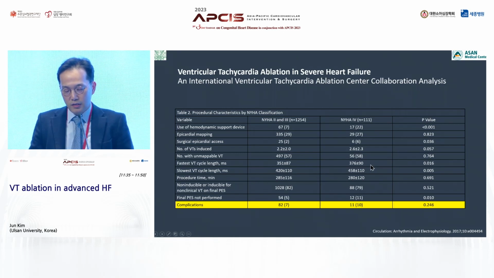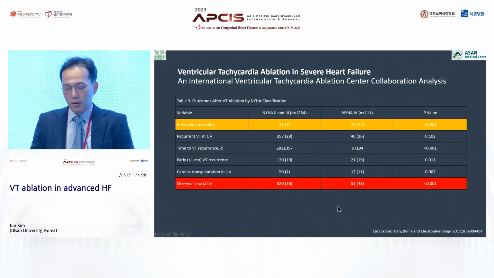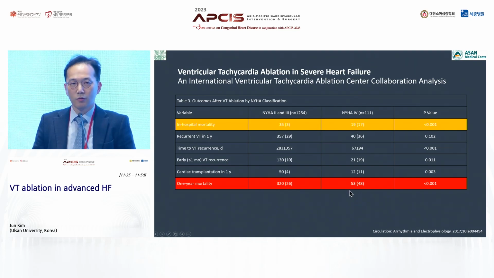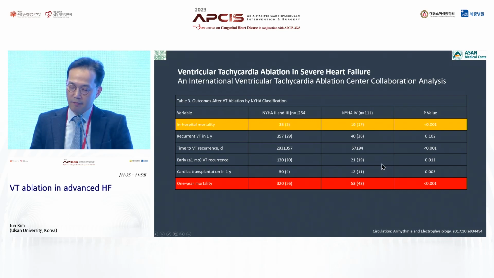And we can do a cath ablation in stage 4 heart failure with an acceptable range of complications, but you should pay attention to this mortality. In-hospital mortality is around 20%, and 1-year mortality is 50%. So if those patients do not have exit plans like MCS or heart transplantation, we should be really careful in selecting those patients who need VF ablation.